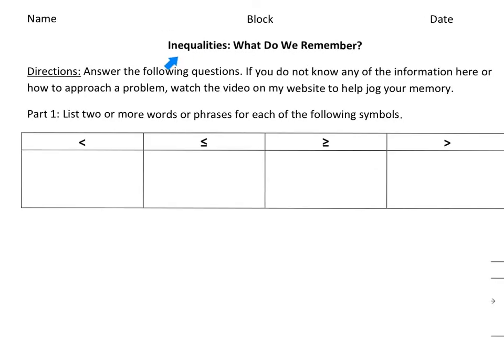The word inequality means not equal to. So instead of using the equal sign, we have new symbols. We have less than, because the smaller side comes first, less than or equal to, because it's a less than symbol with an equals line below it, greater than or equal to, and greater than.